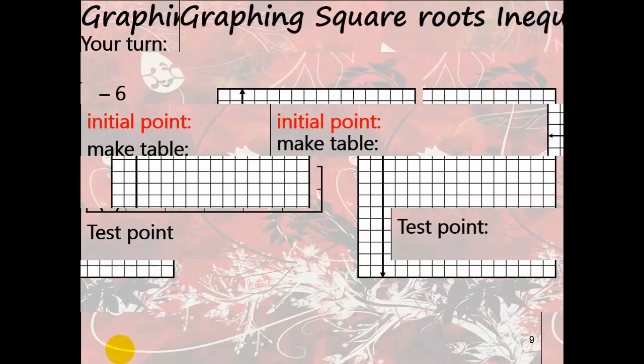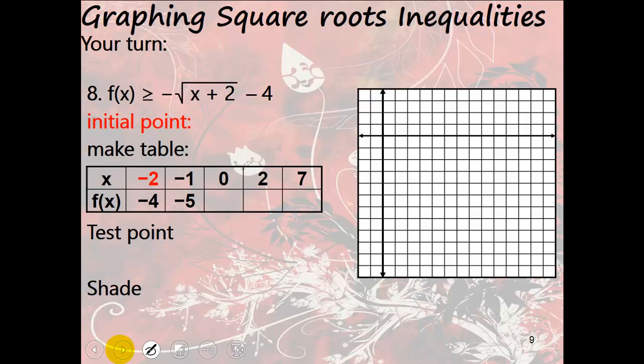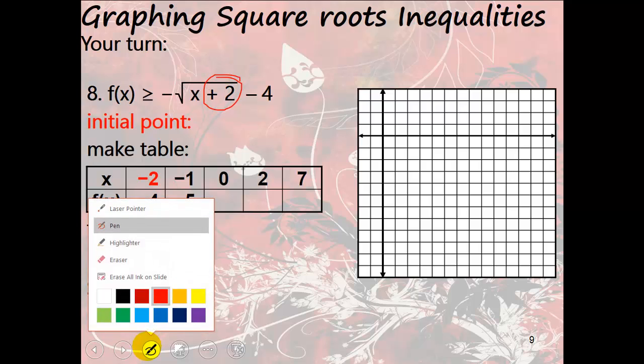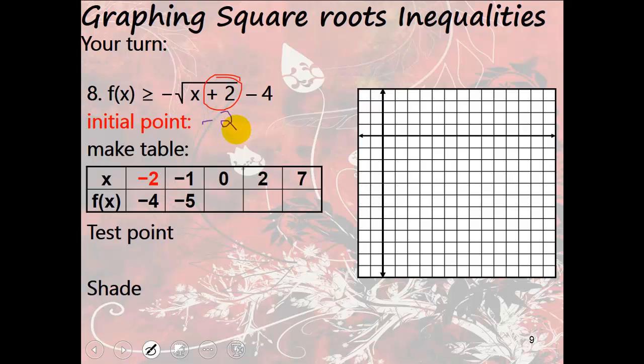Here's our last example. We're going to graph the inequality f of x is greater than or equal to, so we'll have a solid line. And then the opposite of x plus 2 square root minus 4, my initial point. Opposite of 2 is going to be -2, and then -4. That's my initial point. And then I'm plugging in things that make me have a perfect square root under the radical sign. So -1 gives me -5. I'm going to skip 0.